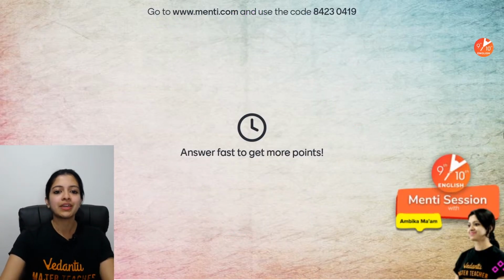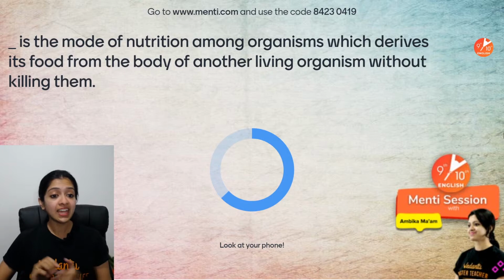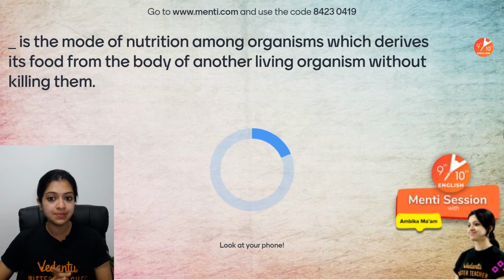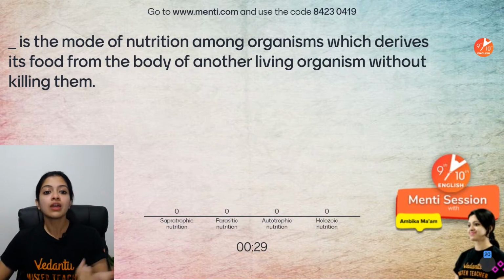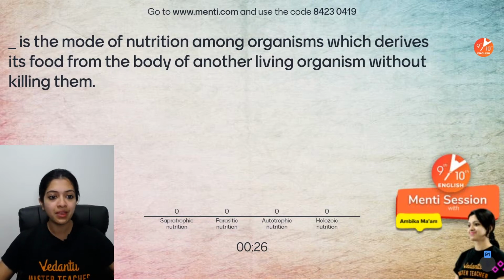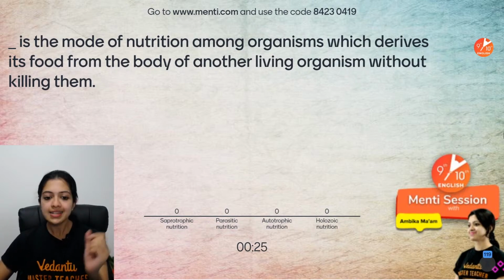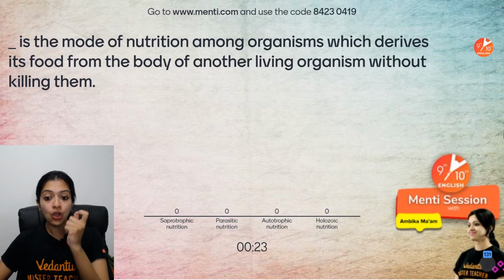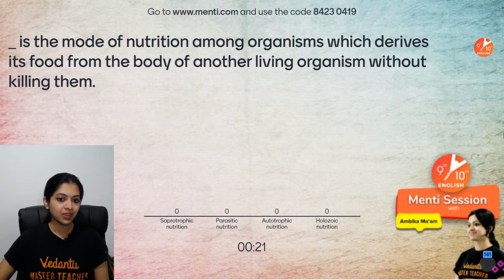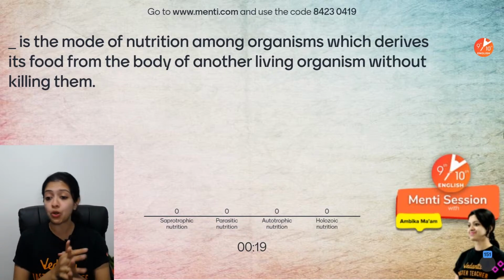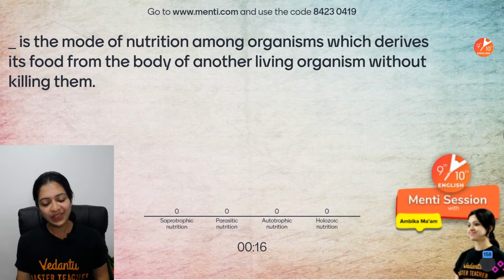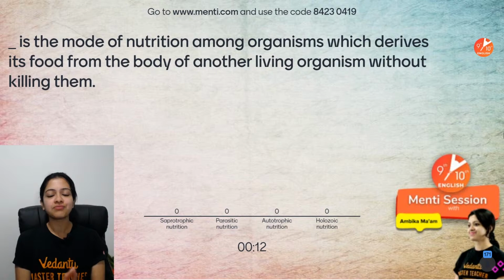Children, here we go. Dash is the mode of nutrition among organisms which derives its food from the body of another living organism without killing it. Saprophytic, parasitic, autotrophic, holozoic. What would it mean? What is the most appropriate option? Good job, keep going. And as I was telling you, the last live Menti session has to be a blast, definitely.